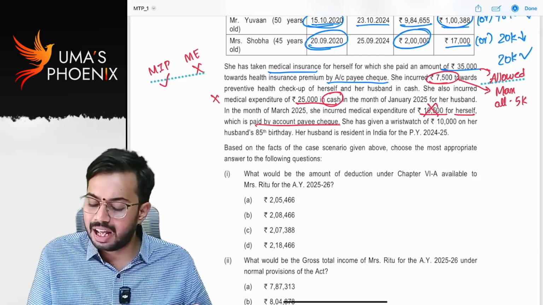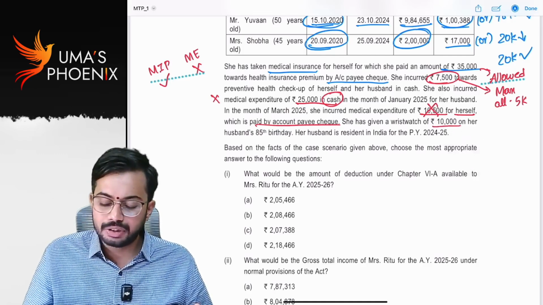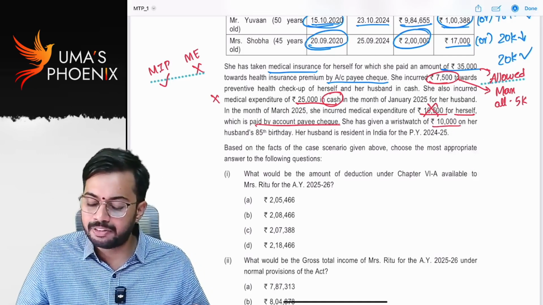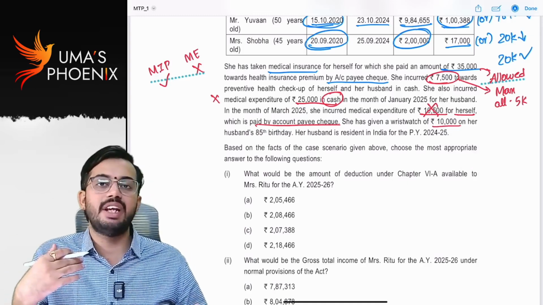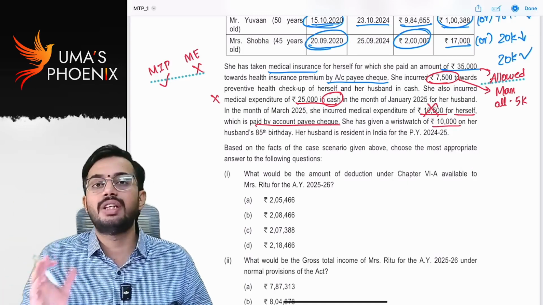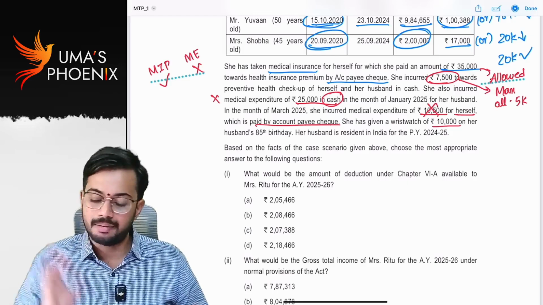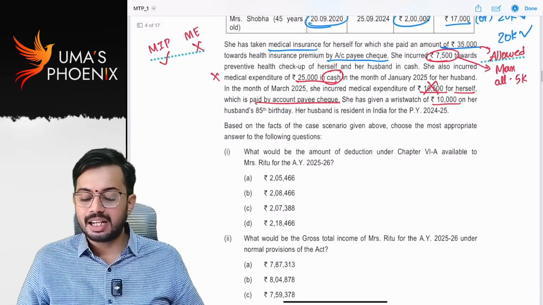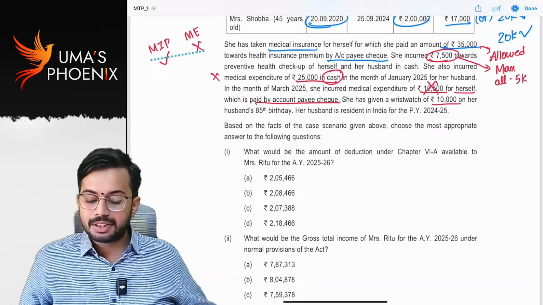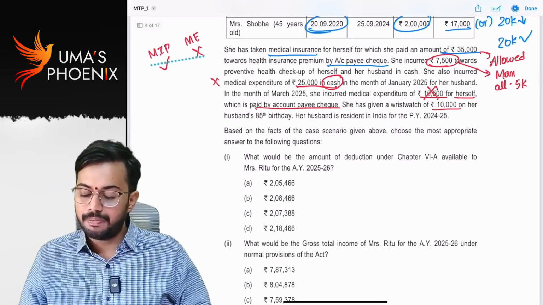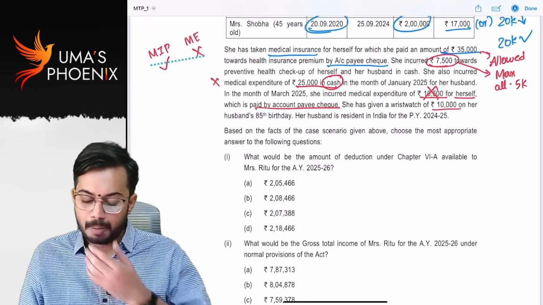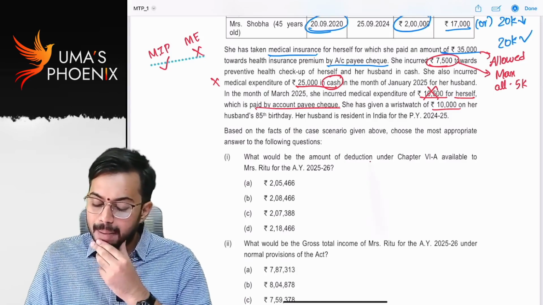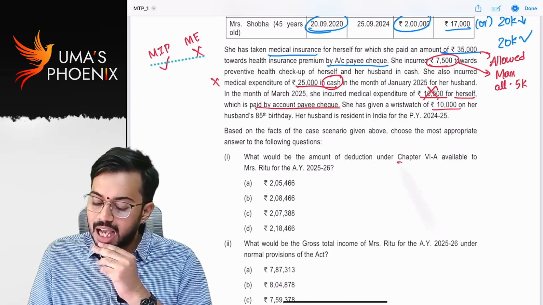She has given a wristwatch of 10,000 on her husband's 85th birthday. She is not receiving a gift. She is giving the gift. So there is no point of tax. Okay. Her husband is resident in India. Based on the facts of the case scenario given above, choose the most appropriate answer. What would be the amount of deduction under chapter 6A?